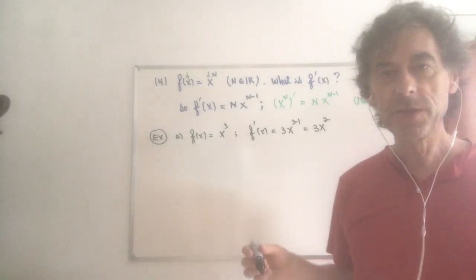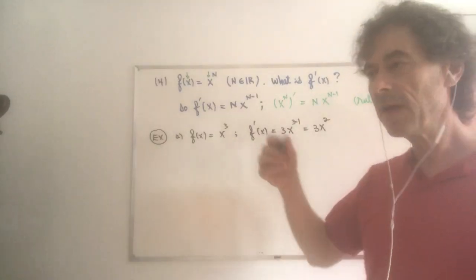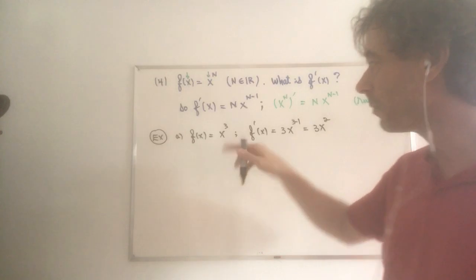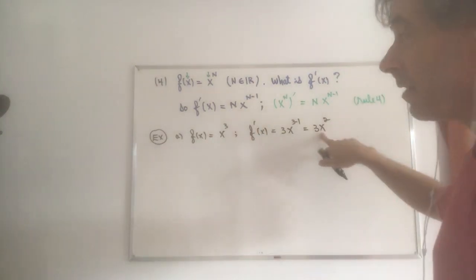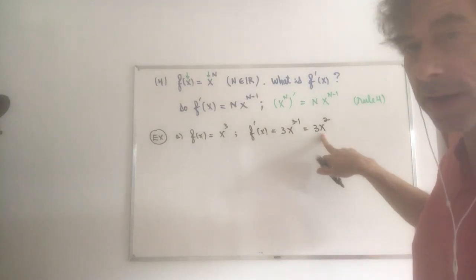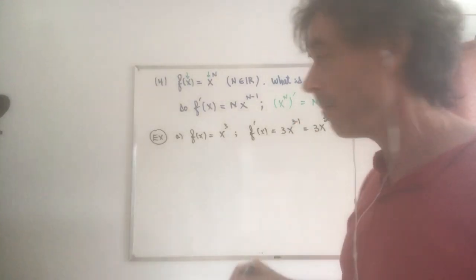If you did the limit definition on this, you would have f of x plus h minus f of x over h. You would have to expand x plus h cubed, simplify, and in the end, the only thing that would be left is 3x squared. You can see that this is actually an amazing shortcut.